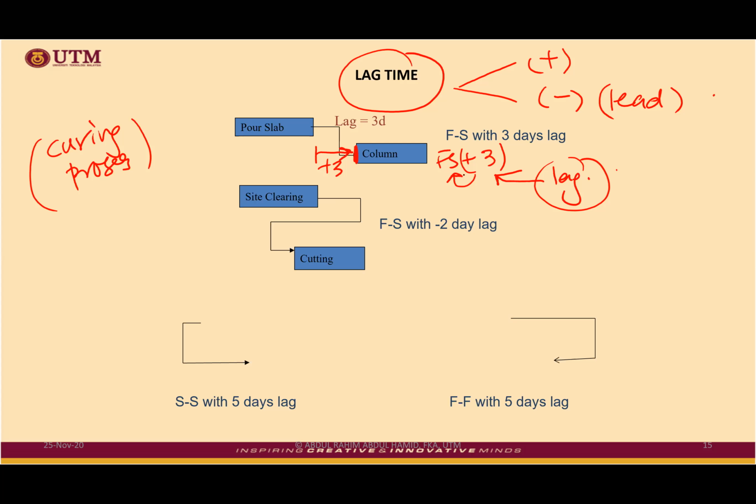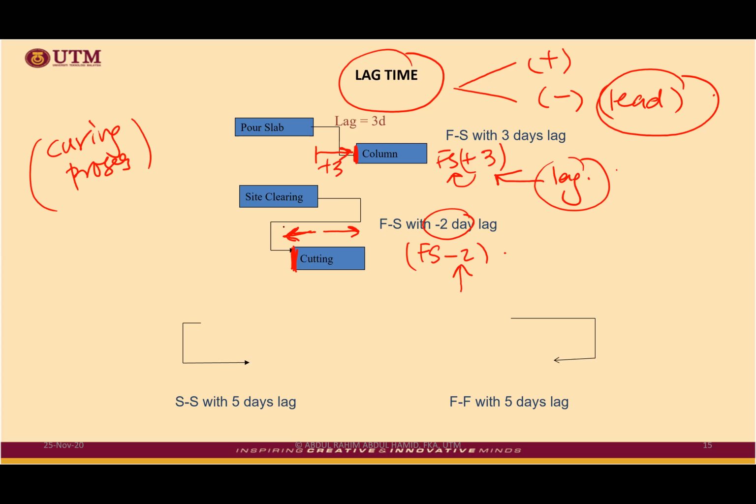But how about if the lag is negative? The way we indicate it is FS minus 2. When people put something like this, then automatically you understand. So this is negative lag. You notice the way we draw, this is like 2 days. We start earlier. So that's why for negative lag, I mentioned it is lead. Lead meaning to say, we start ahead a little bit. If it is lag, we are going to push this way. But if it is lead, then we are going to start a little bit earlier.